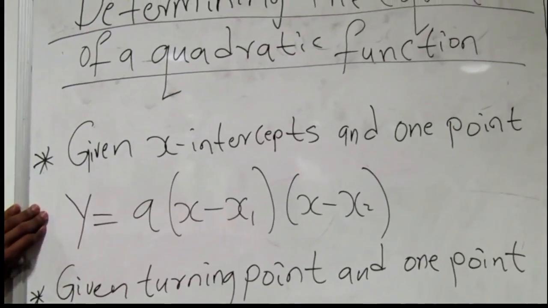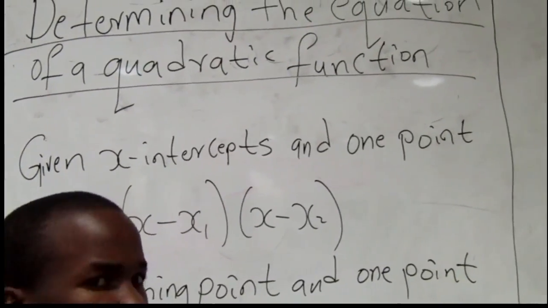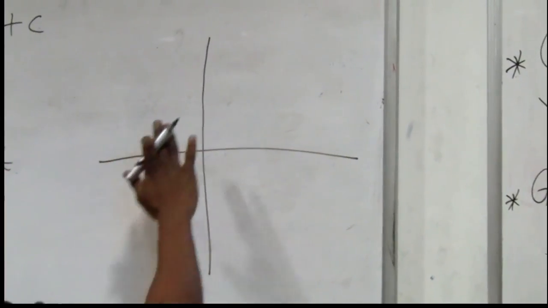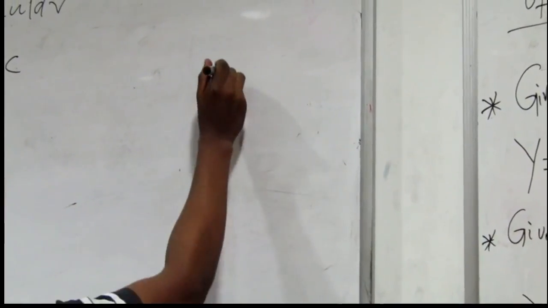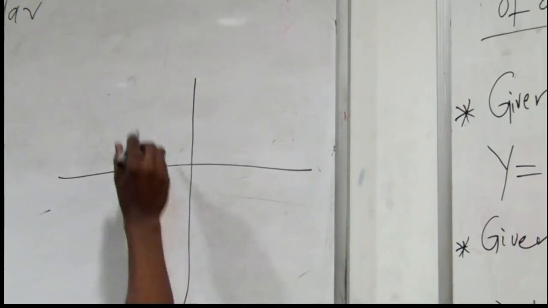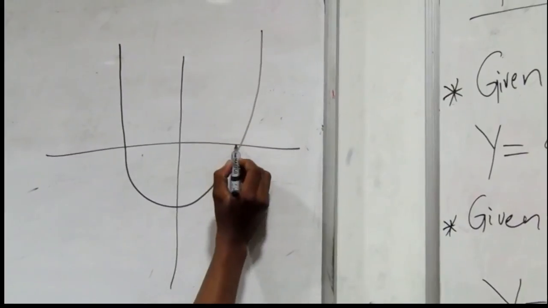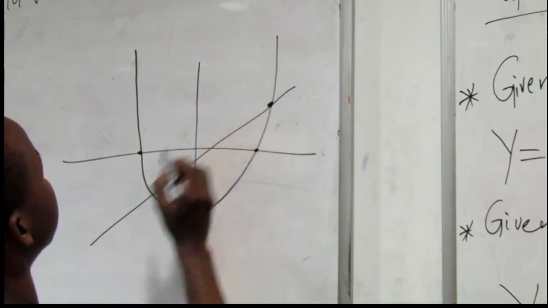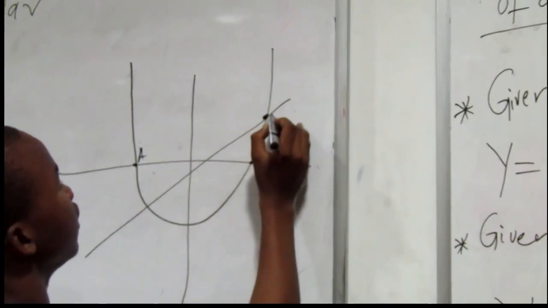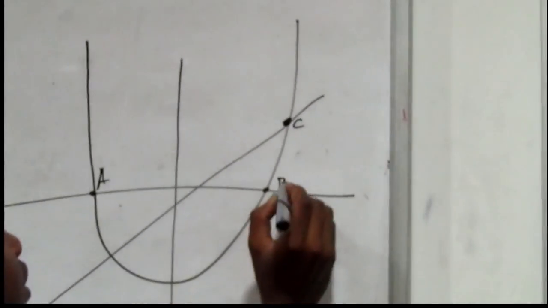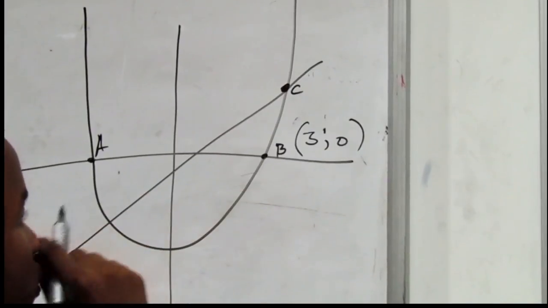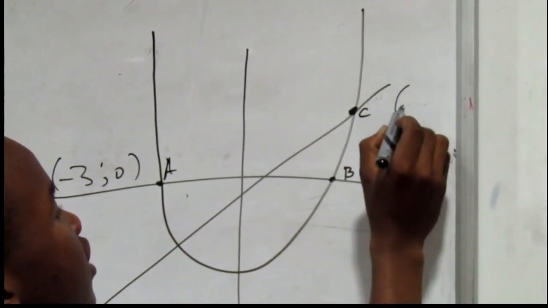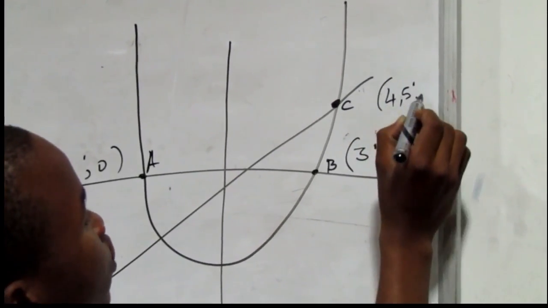For an example of this condition, let's take such a scenario, where we are given the graph of a parabolic function, and we are given the x-intercepts, then a point. This is point A, this is point B, this is point C. Let us consider that our point A is negative 3 into 0. Our point C is 4.5 into 2.